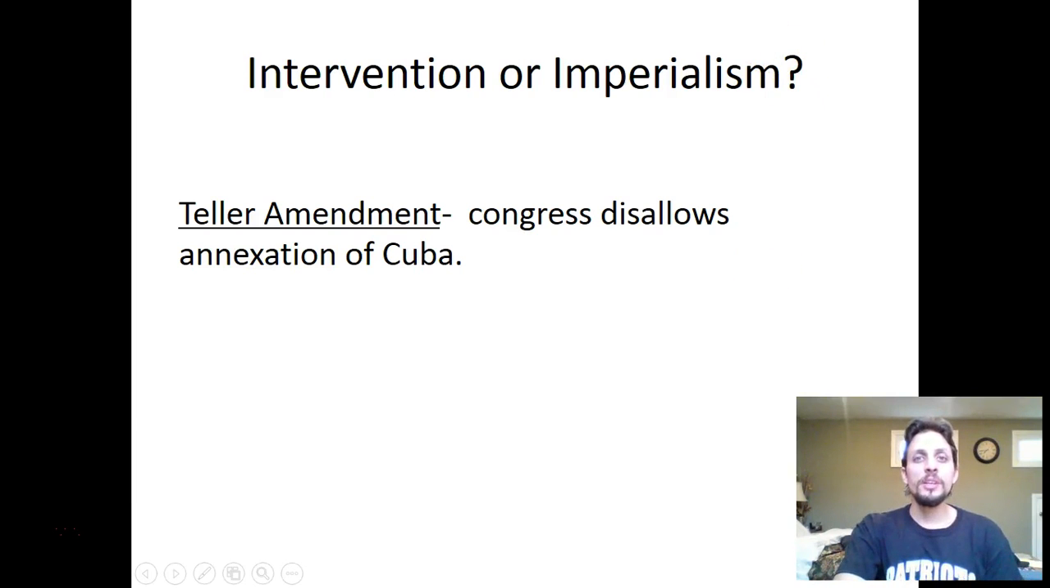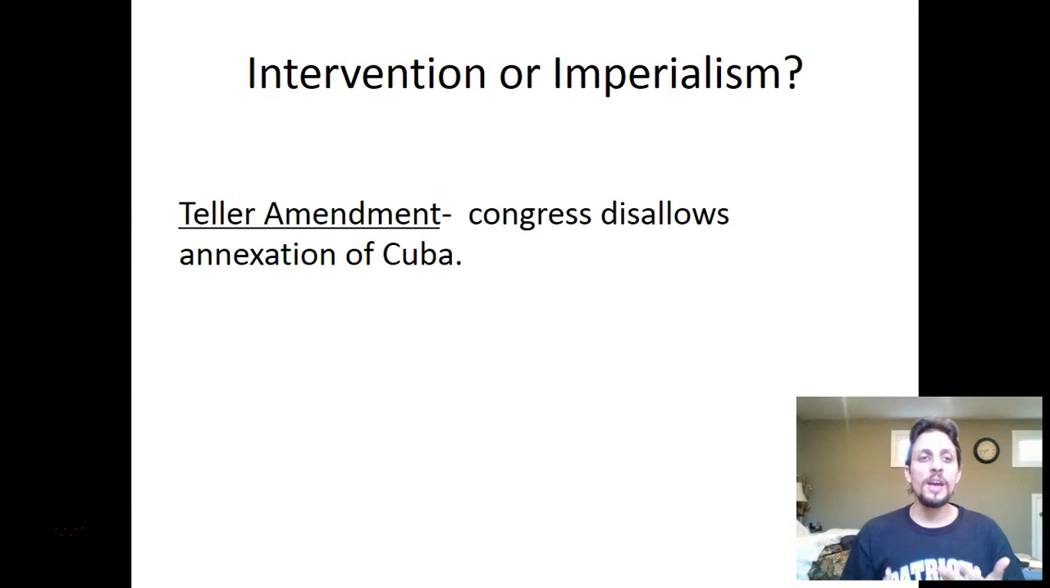Now, very interestingly enough, this shows kind of their uneasiness with imperialism: in the War Declaration, they're going to add an amendment called the Teller Amendment. So this is an important amendment. And what it says is that basically it disallows the annexation of Cuba completely by America.